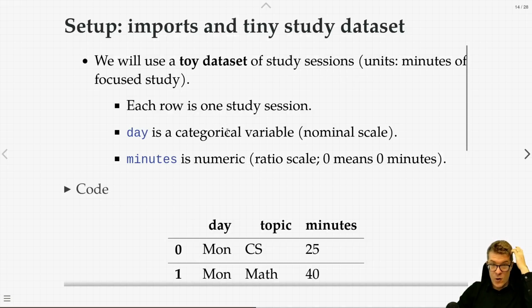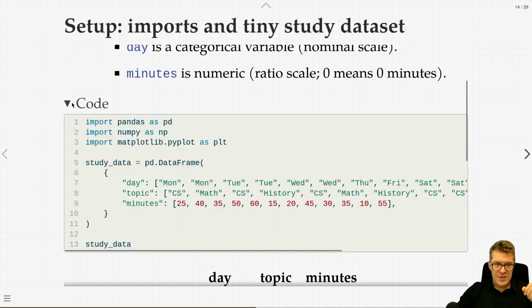The day is a categorical variable, which we previously called a nominal scale. So these are just named things. Minutes is numeric. It's going to be, 0 means 0 minutes. This is what we call a ratio scale. Here's, as always, code that you can use and copy to reproduce yourself.